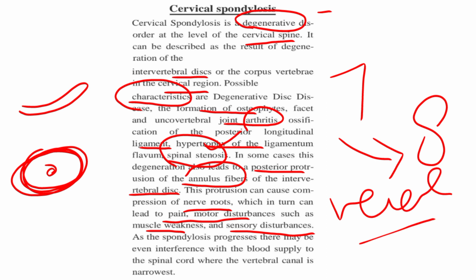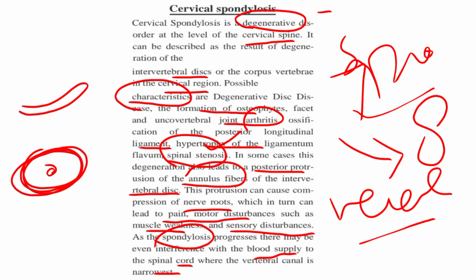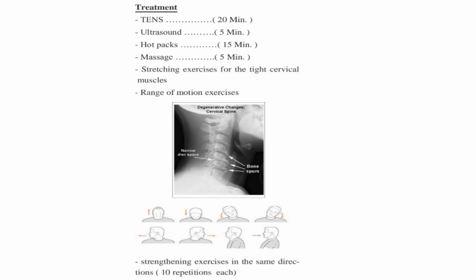As spondylosis progresses, there may even be interference with the blood supply to the spinal cord, where the spinal vertebral canal is narrow. When the vertebral canal is narrow, the blood interference to the spinal cord also leads to progression of spondylosis. This is spondylosis, in which spur formation occurs. These are the definition and some characteristics of cervical spondylosis, and there are signs and symptoms of this disorder. And here we go for the treatment.